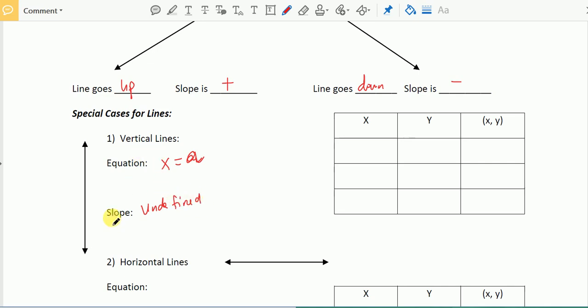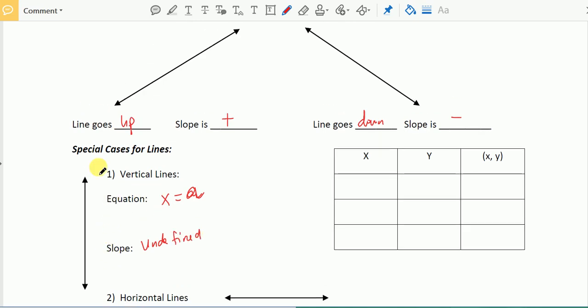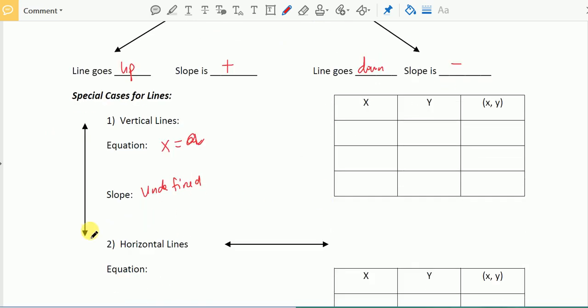Imagine that if you are driving a car, if you are driving up the hill, then you are going to a positive slope. If you are driving down the hill, then you are having a negative slope. But you can never just drive straight upward to the sky, right? There's no way that your car can drive like that. So therefore, the slope is undefined.